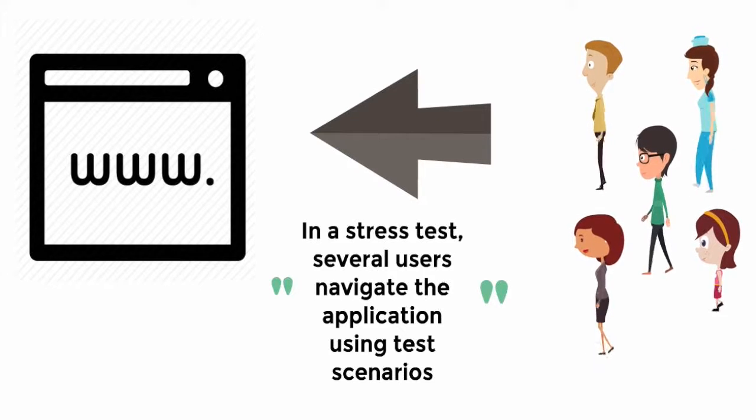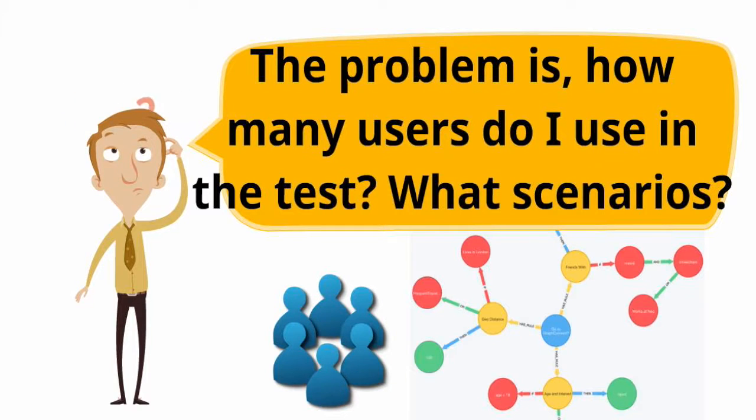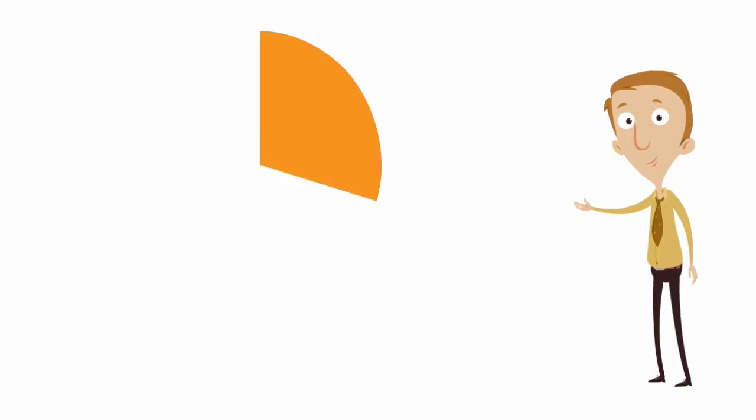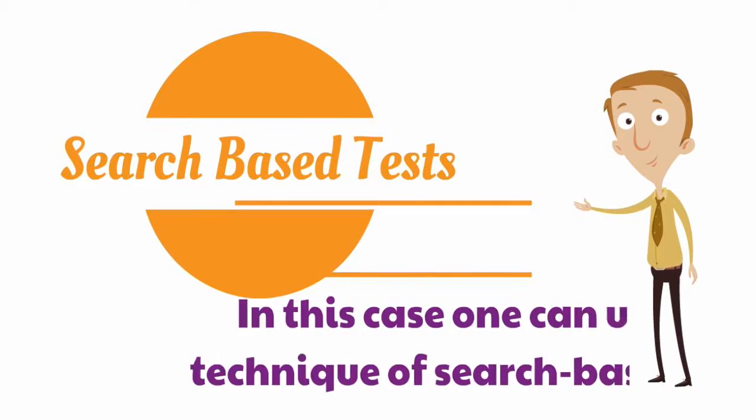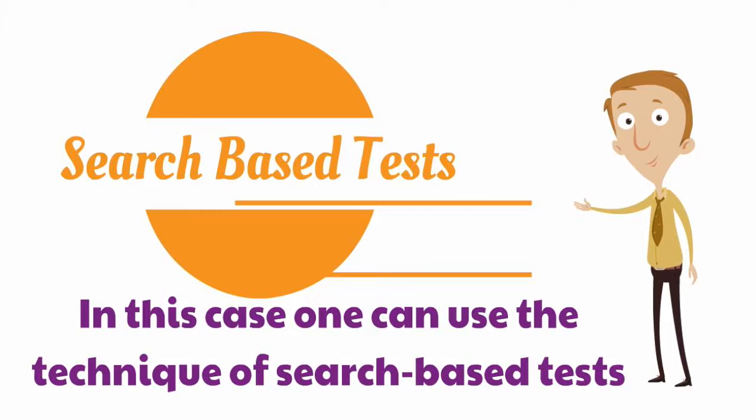The big problem is the exponential number of combinations that can arise from the different scenarios. With 10 scenarios, for example, you can have more than 3,000 different combinations. Finding the combination of the features and numbers of users that will be the maximum scenario supported by the application is a challenge. For this type of problem, search-based tests are usually applied.